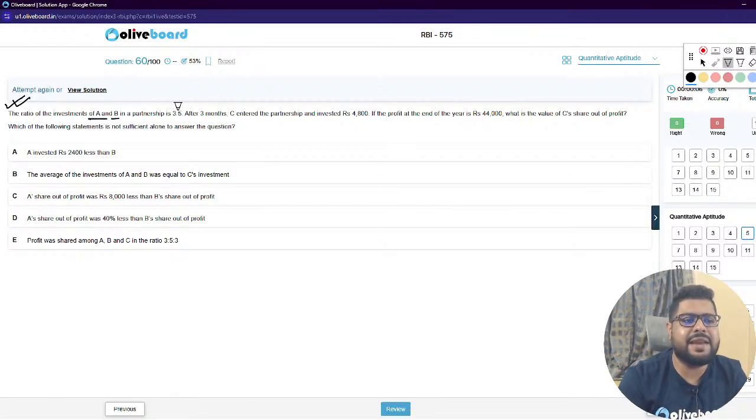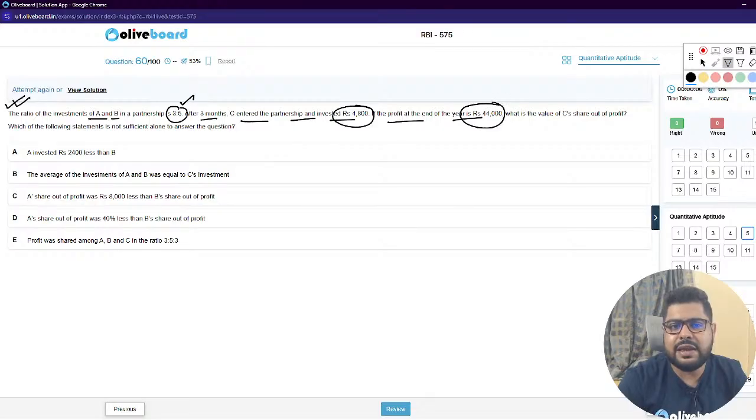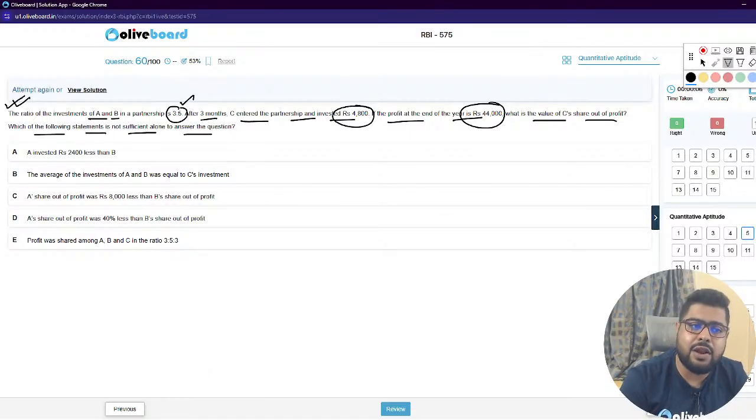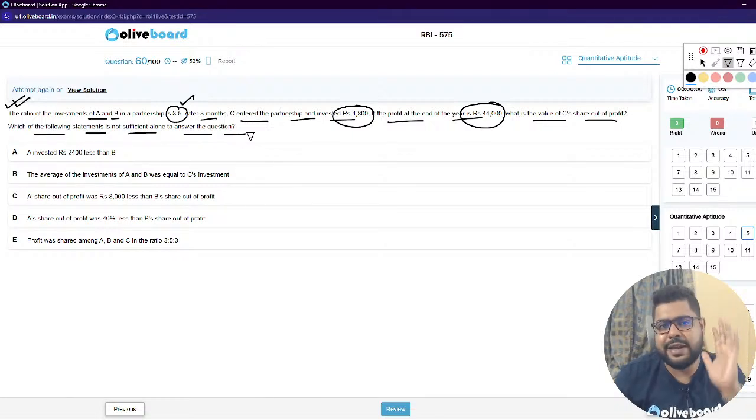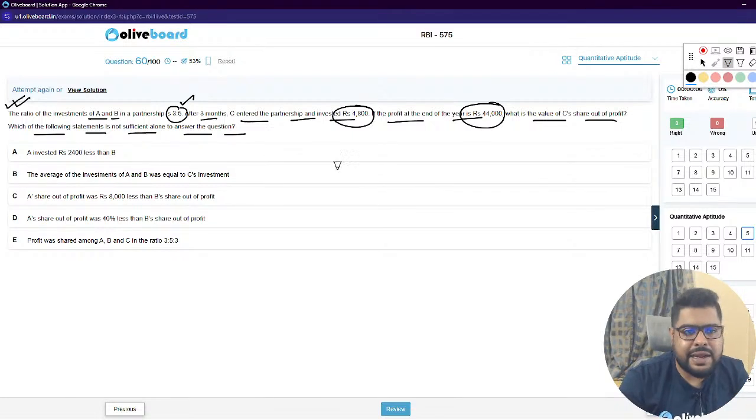The investment of A and B in the partnership is this. After 3 months, C entered the partnership and invested this much. If the profit at the end of the year is this, what is the value of C's share out of the profit? Which of the following statements is not sufficient alone to answer? These types of questions, if you have conceptual clarity, you can save time here. Sir, the ratio of A to B is 3 to 5, meaning I am taking 3x, 5x.